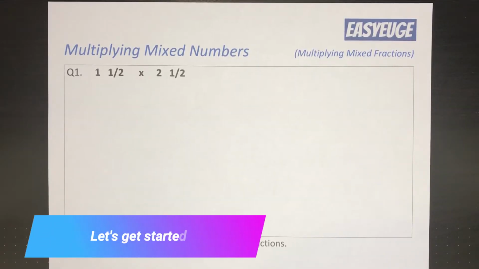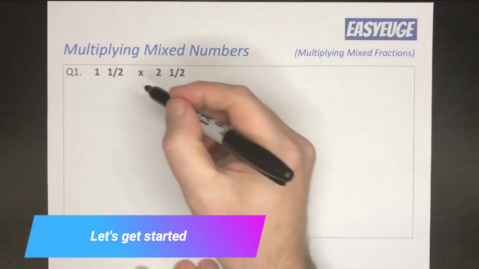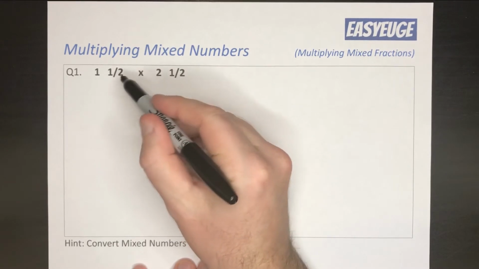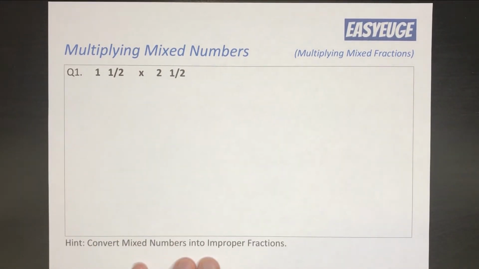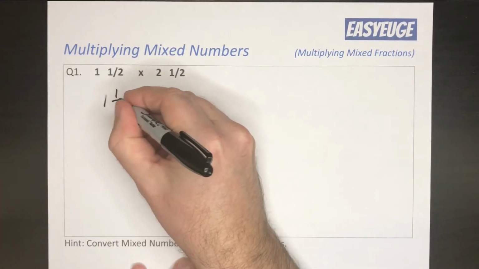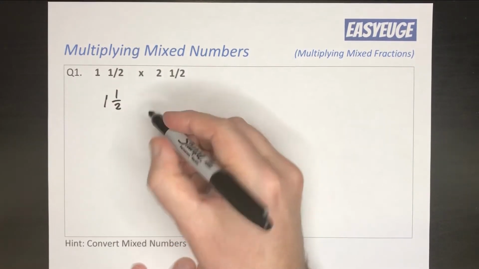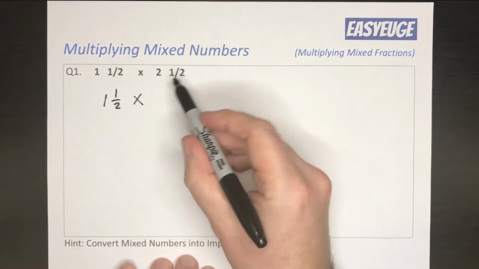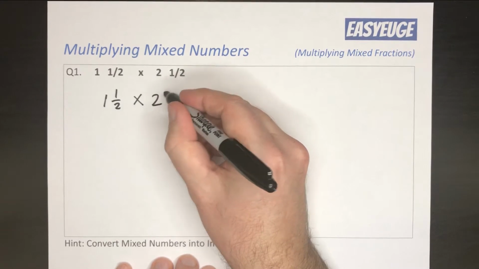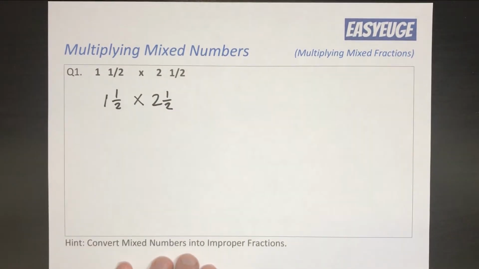Multiplying mixed numbers. So we know that a mixed number is a whole number and a fraction. So this question is 1 1/2 multiplied by 2 1/2. So there we see we have two mixed numbers. So how do we go about multiplying these two?